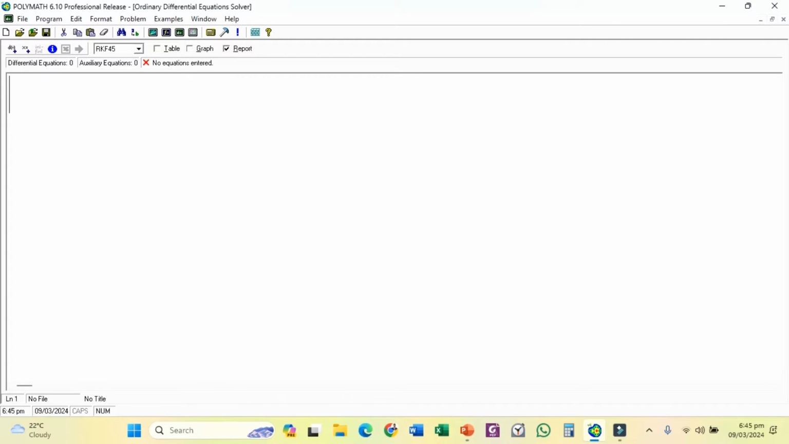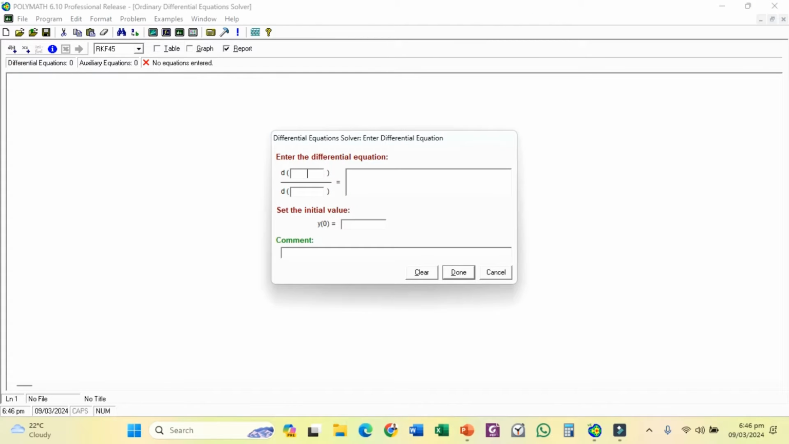Now first we need to enter the differential equation. There is no differential equation, as you can see here, there is no auxiliary equation and no equations entered. And we are using the RKF45 method, the Runge-Kutta method, to solve it. Now first we need to enter the differential equation, and we have to click on this d(x) plus, and accordingly we have to give the equation over here.